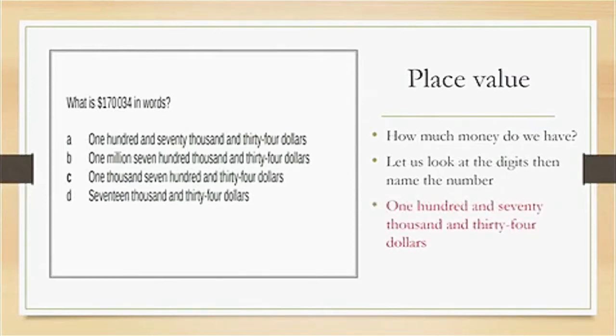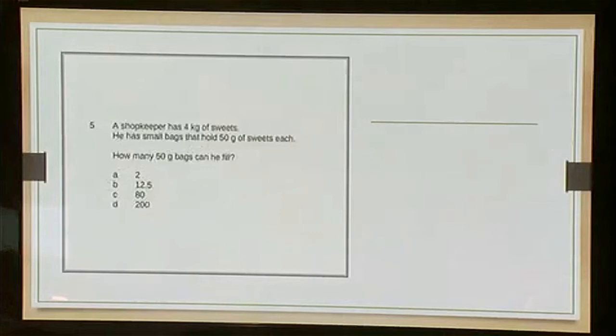So in the ones place we have a 4, in the tens place a 3, in your 100s place is 0, 1,000s place is 0, and then your 10,000s place is 7, and in your 100,000s place is 1. So from that, you would realize that the 1 million is out, the 1,000 is out, and the 17,000 is out, because you would have realized that you have $170,034. We can also say this by saying $170,034. All right, next question.